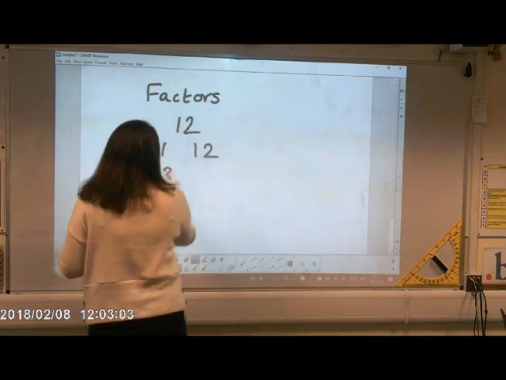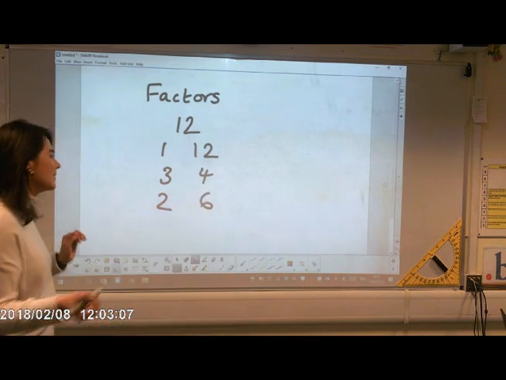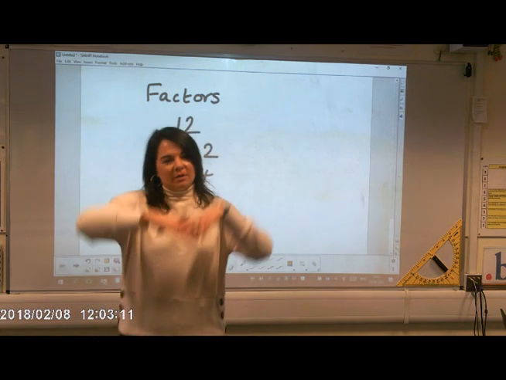3 and 4. 2 and 6. Do we have any more? 6 and 2. We've already got 2 and 6, so we don't want 6 and 2 as well, because then we've finished it there.